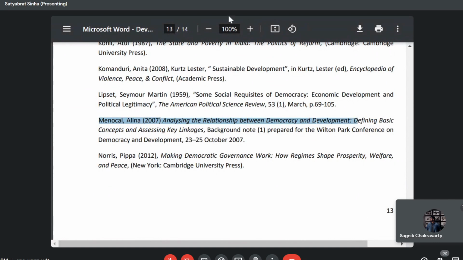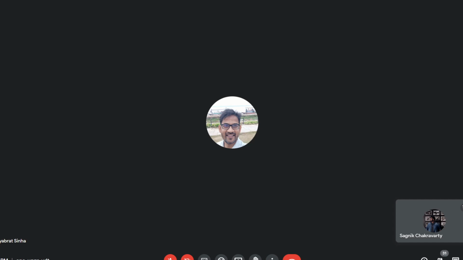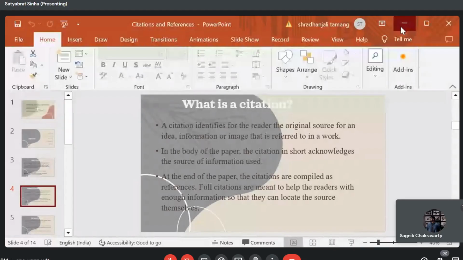So just to get back, now you have some idea of what a citation is and what a reference is. Citation identifies the original source. If you are borrowing any idea, information, or image in your writing, you have to acknowledge the original source, and in the text you have to do it in short, and there are various styles for it.